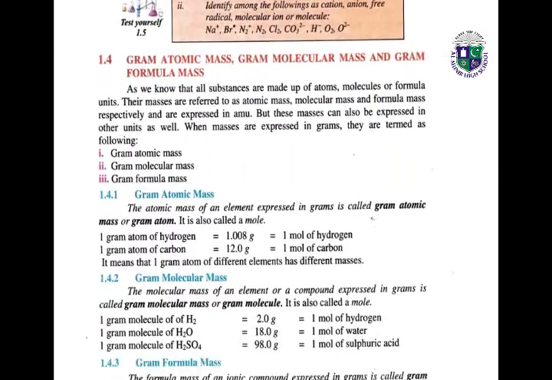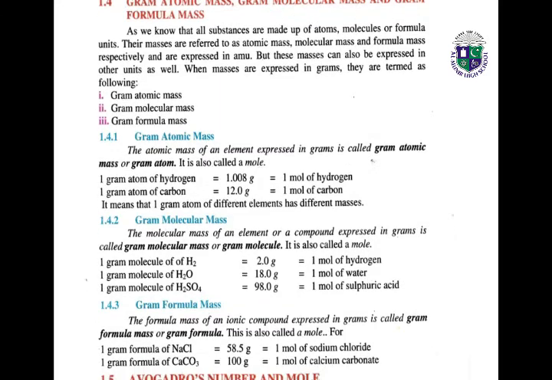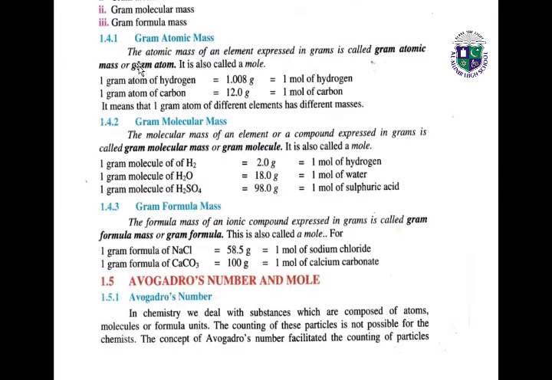Next, students, we have the concepts of gram atomic mass, gram molecular mass, and gram formula mass. What is gram atomic mass? Yes, here we have the definitions. The atomic mass of an element expressed in grams. If we express the atomic mass of any element in grams, it is called the gram atomic mass or gram atom. It is also called a mole.